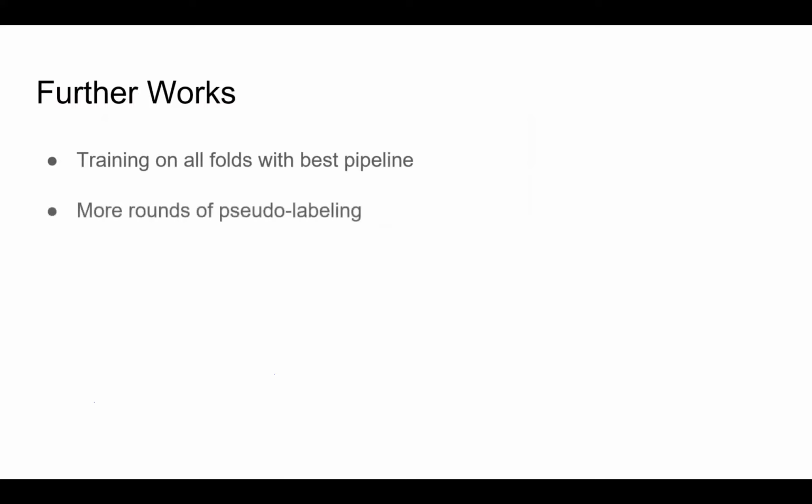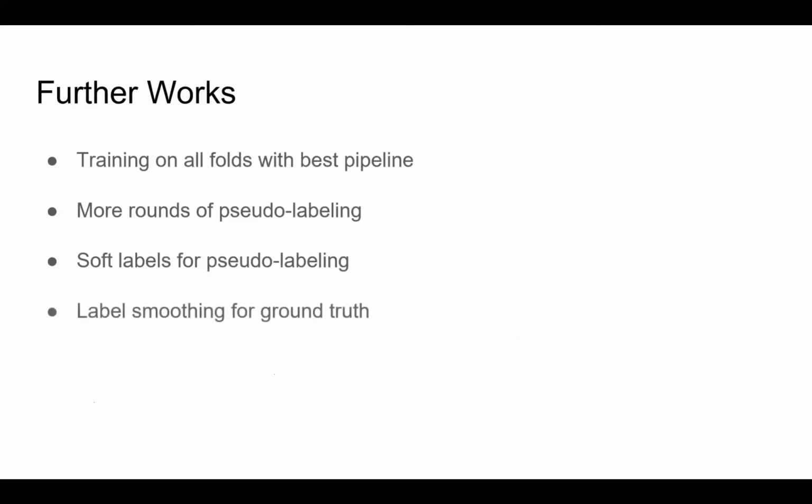As I said earlier, we believe that there is still plenty of room for improvement. Simply training on all folds with our best pipeline could easily boost our score. Also, more rounds of pseudo labeling could potentially increase the score too. Another thing that might be helpful is using soft labels for pseudo labels in combination with label smoothing on ground truth data, which usually works best when annotations are noisy. Finally, a minor thing we haven't tried was fine-tuning the weights of the loss functions.